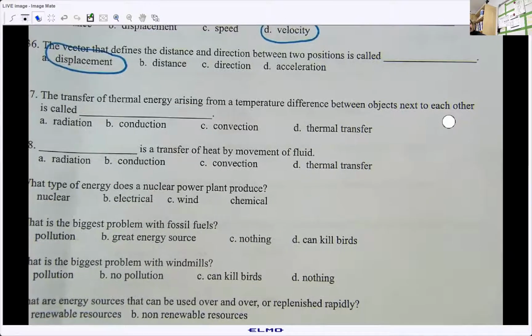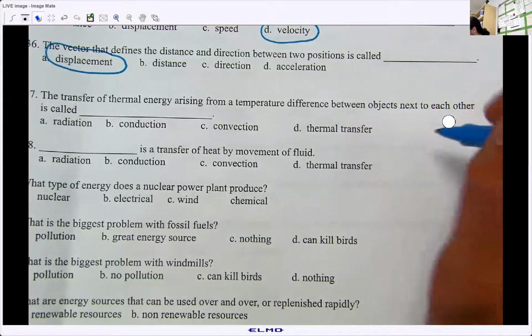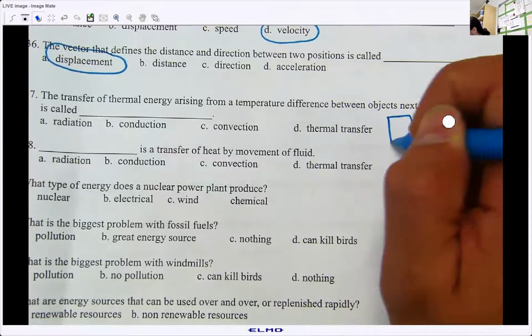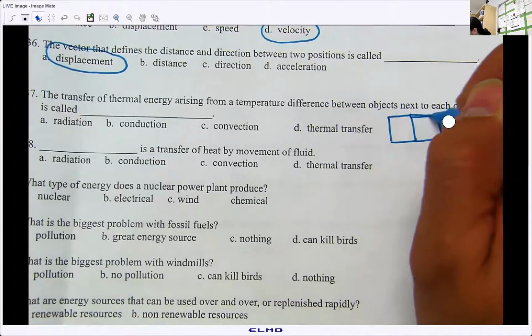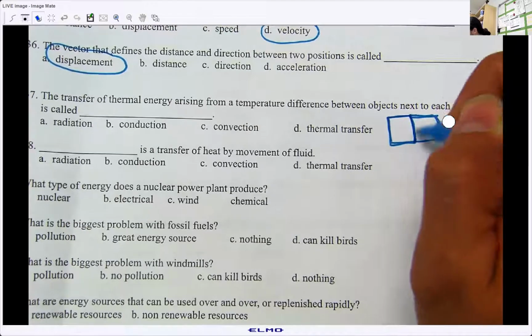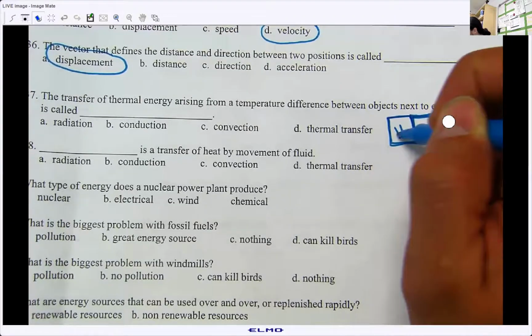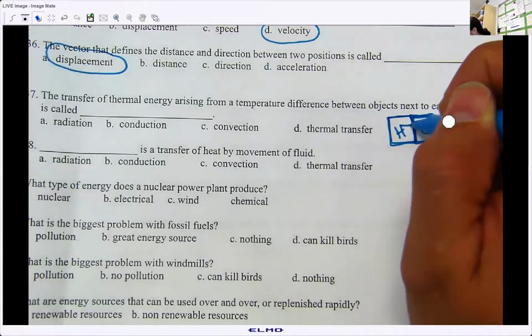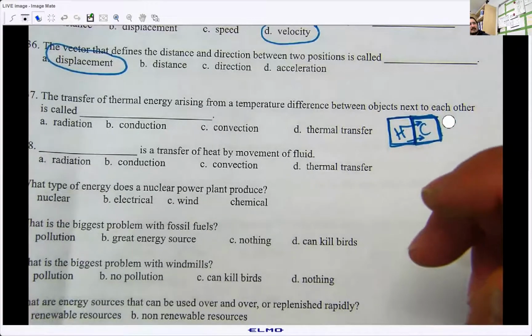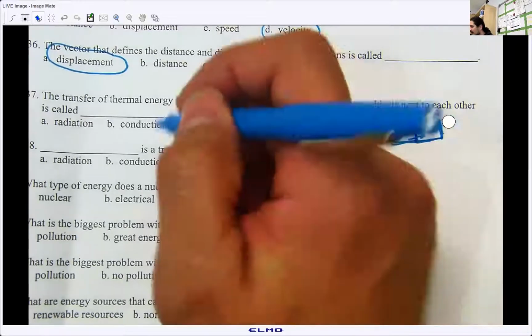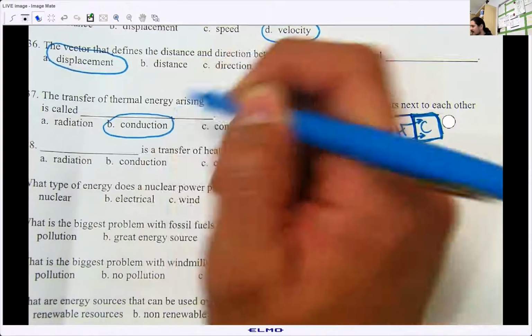Transfer of thermal energy arising from a temperature difference is called blank between objects next to each other. So if you have objects that are next to each other, in contact, or touching each other. If you have two objects, we'll call this one a hot object and this one's a cold one. So energy goes from hot to cold. If they're in contact with each other, if they're touching, what do we call that? We call that conduction.